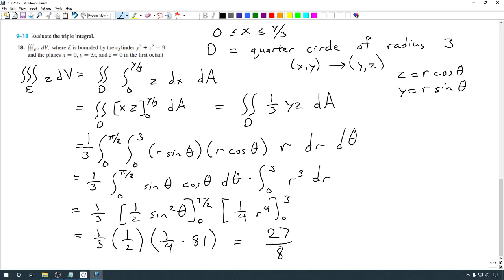But I'm going to go ahead and leave this example video right here, and we'll get into some applications of triple integrals. So similar to some of the stuff that we did with double integrals. So I'll see you in that video.